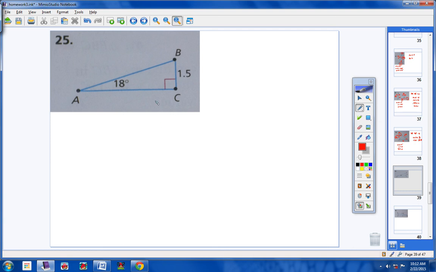Well, let's quickly find our missing angle. The measure of angle B would have to be 72 degrees, because 72 plus 18 is 90, and 90 plus 90 is 180. Alright, finished. Now, it doesn't matter which angle you circle, guys. I'm going to circle this one here. I just feel like it. So this is my opposite side. This is my hypotenuse side. This is my adjacent side, okay?